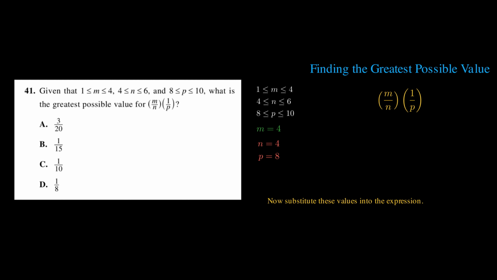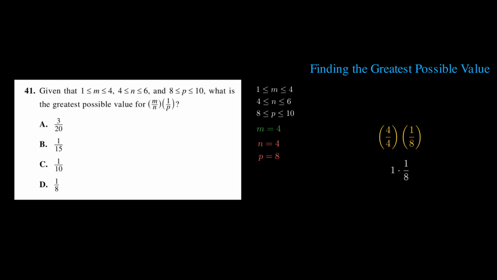So, to make the result as big as possible, we choose the largest possible value for m and the smallest possible values for n and p. From the problem, m can go up to 4, so we choose m equals 4. N can be as small as 4, so we choose n equals 4. P can be as small as 8, so we choose p equals 8. These choices make the fraction as large as possible.